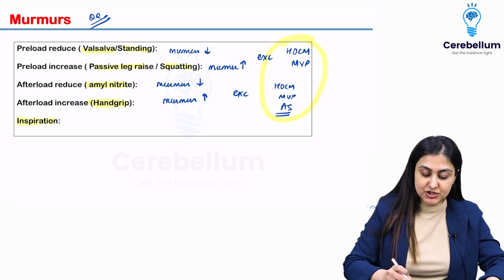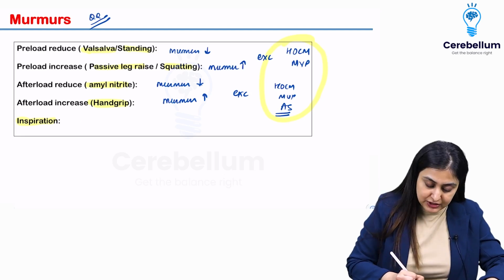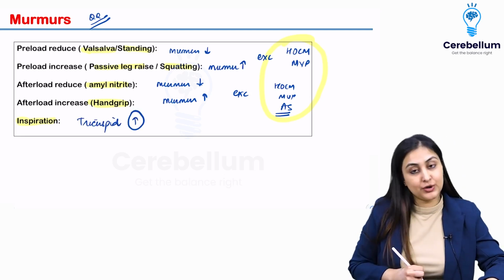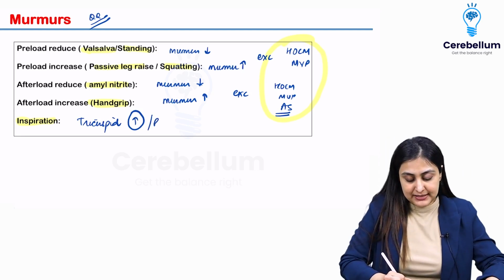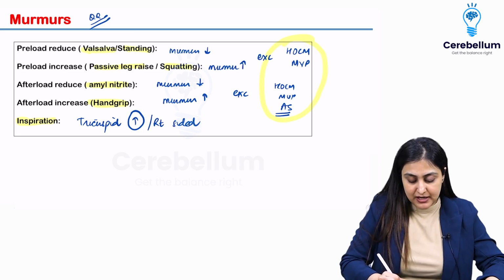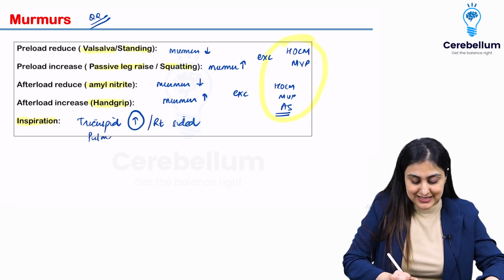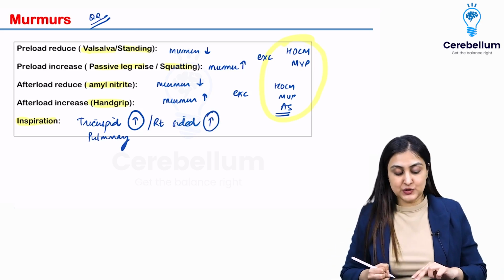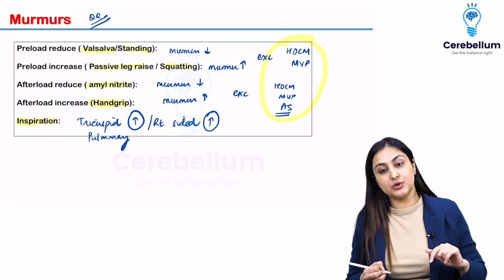What about inspiration? More blood volume in the right heart. So the tricuspid murmurs are going to increase. Okay. So, basically you can say that the right-sided murmurs are going to increase, tricuspid as well as pulmonary. Okay, so they are going to increase. Fine, so this is about murmurs and the maneuvers.